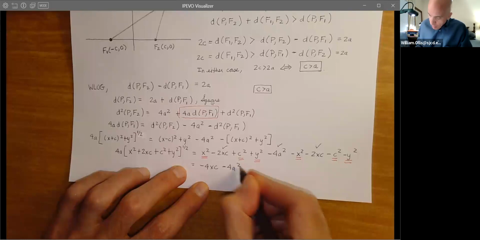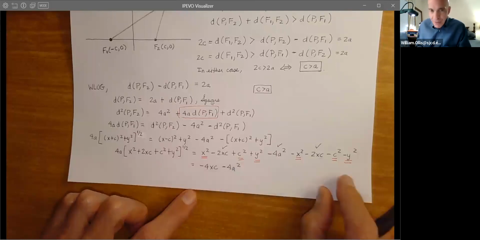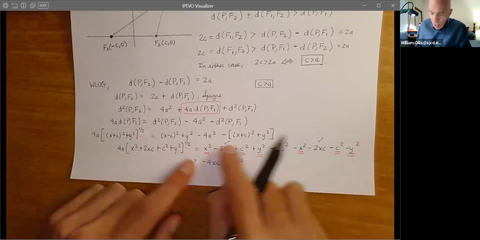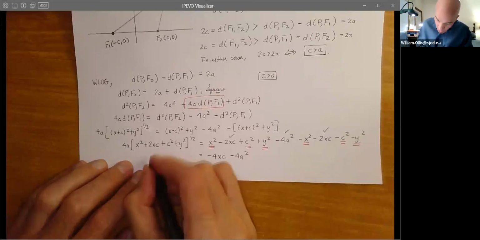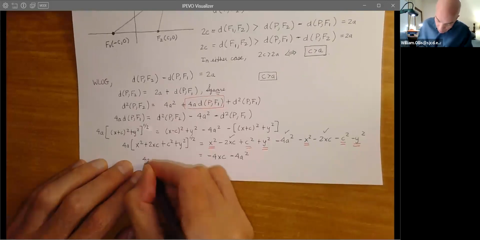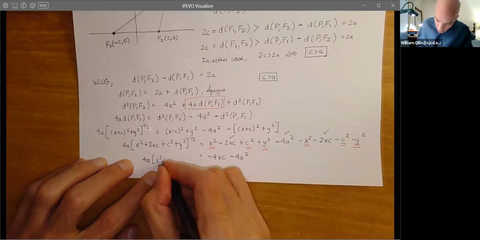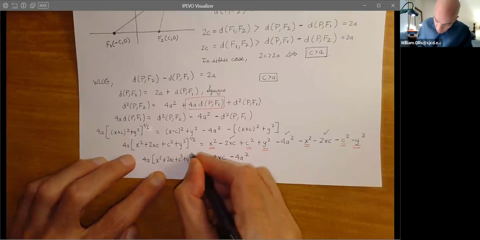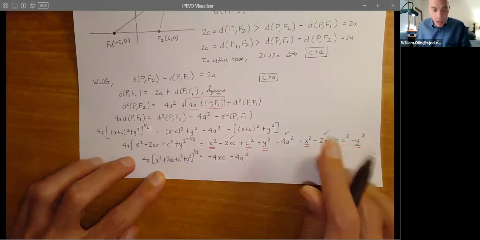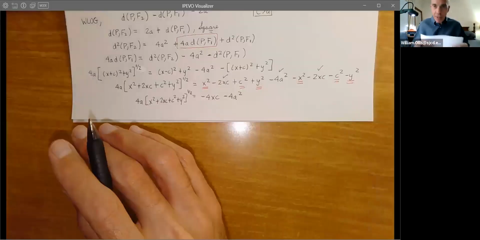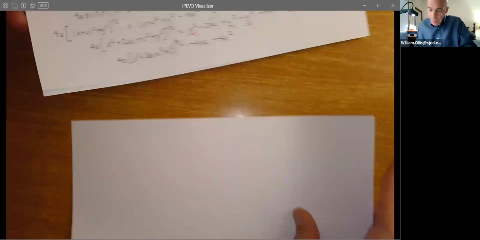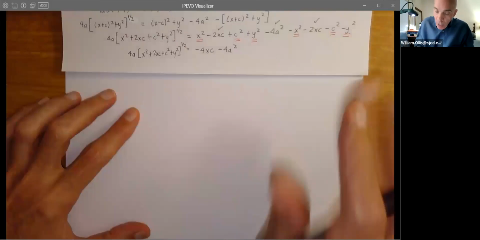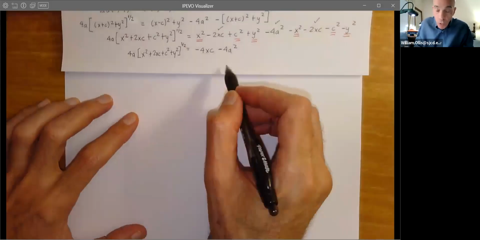So again, that takes care of everything. So we really did need to do this at this point to see the simplification. The symbolic will not give us the simplification. And so here we just have 4a times x squared plus 2xc plus c squared plus y squared to the 1/2. So now let's get some extra paper here and continue the computation. Now what we can see is that just like we had before, the 4's will absorb. And so we can go ahead and square again.